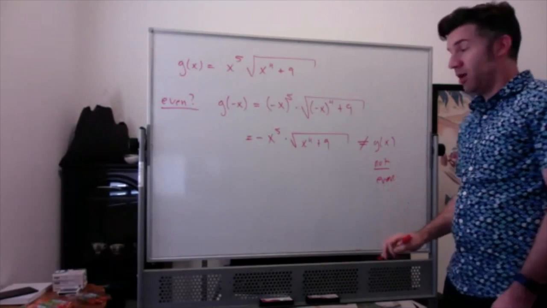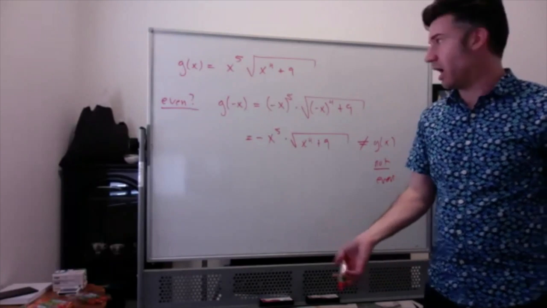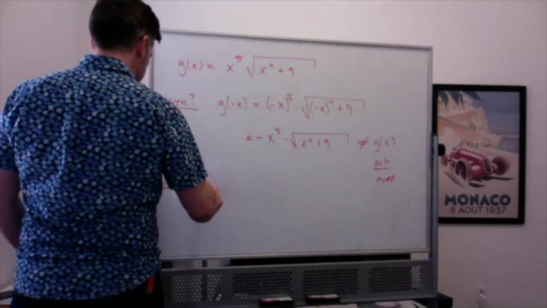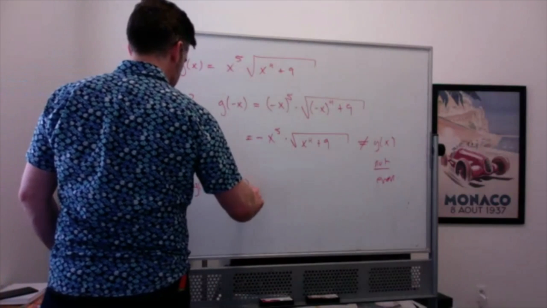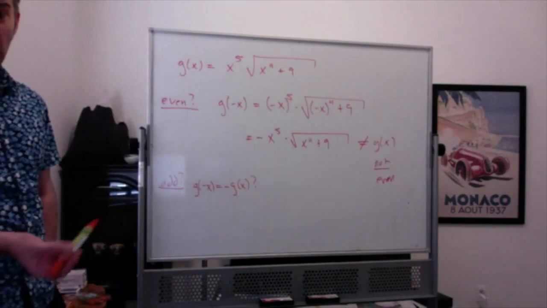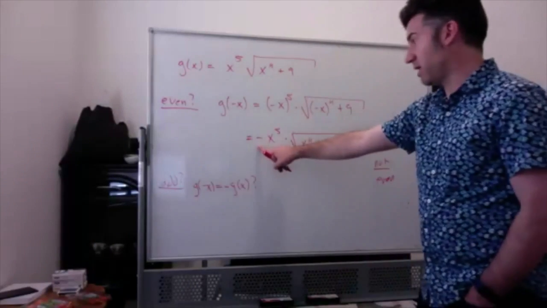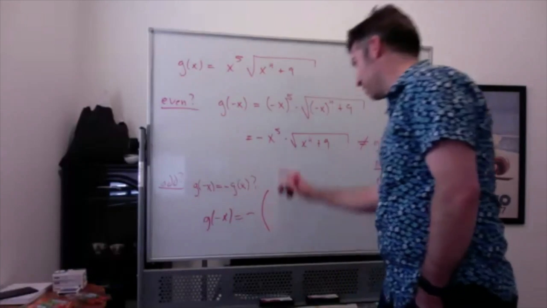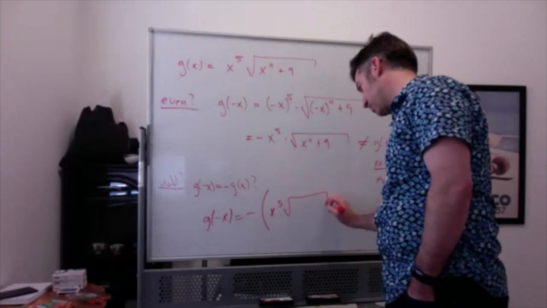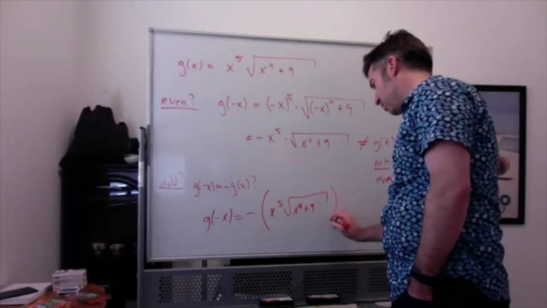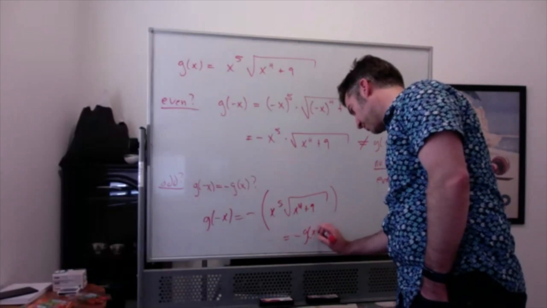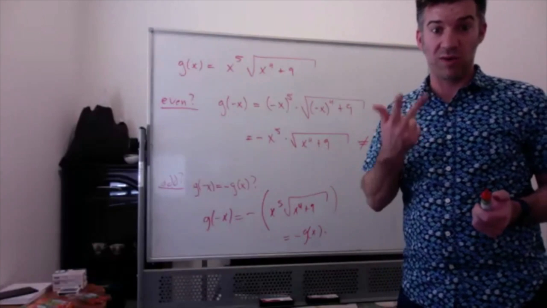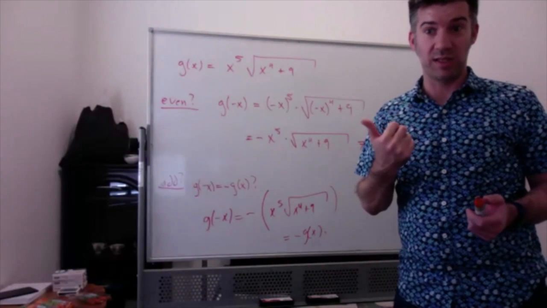So then I ask myself, could it be odd? So to be odd, I have to ask, is g of negative x equal to negative g of x? Well, yeah, it looks like it is, right? Because if I just pull out the negative sign here, g of negative x is equal to negative x to the 5th times the square root of x to the 4th plus 9, which is definitely negative g of x. So usually my process for seeing if a function is even or odd or neither is definitely an option, which we'll see in the next example.